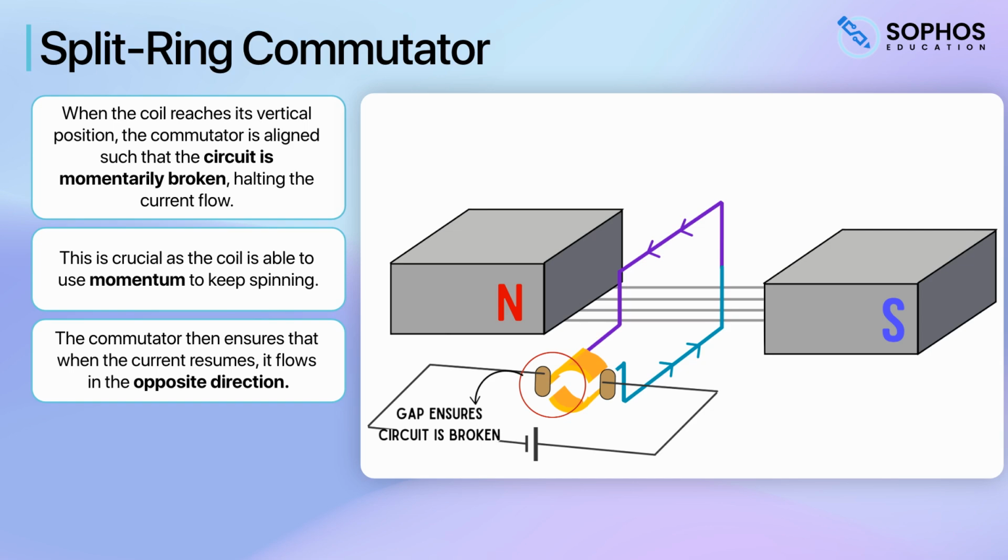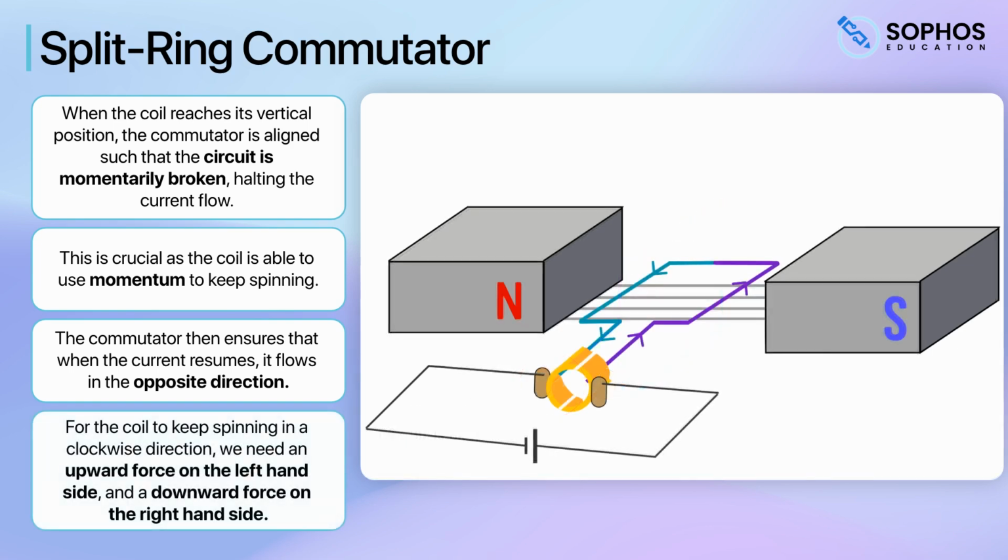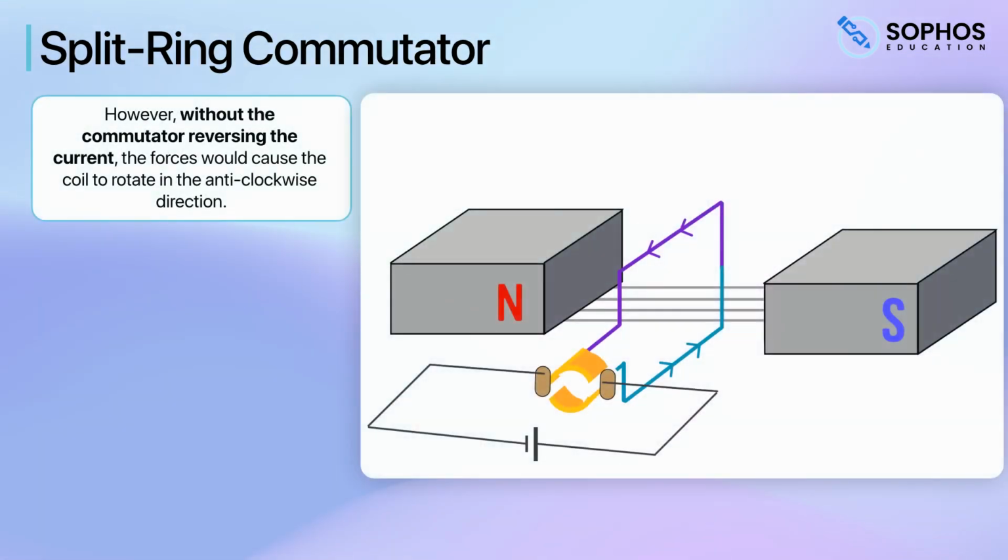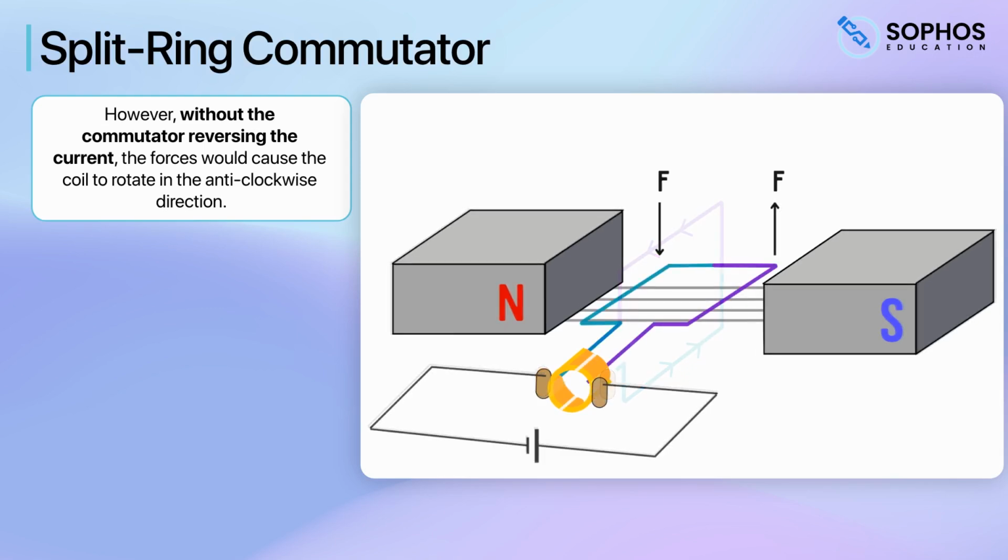Let's break this down. For the coil to keep spinning in a clockwise direction, we need an upward force on the left-hand side and a downward force on the right-hand side. However, without the commutator reversing the current, when the coil is horizontal, we would have an upward force on the right-hand side and a downward force on the left-hand side, causing it to rotate in the opposite anti-clockwise direction.